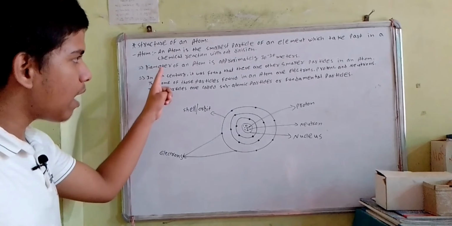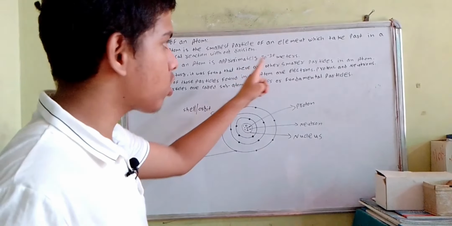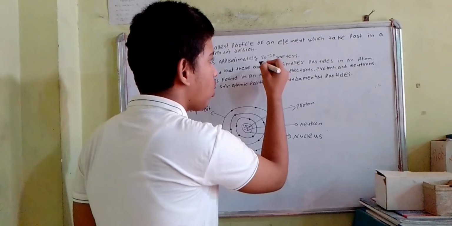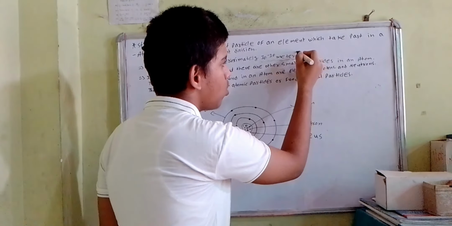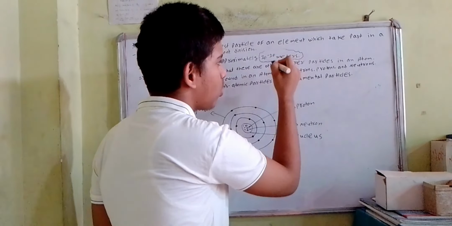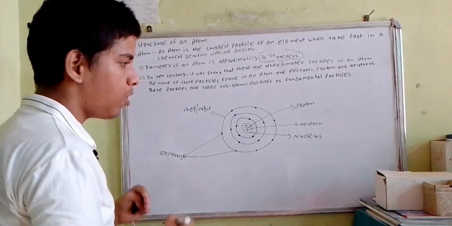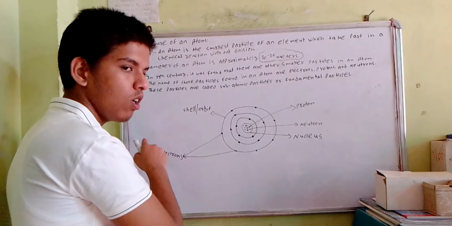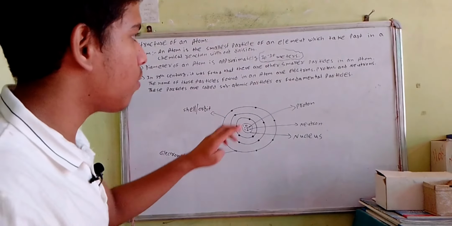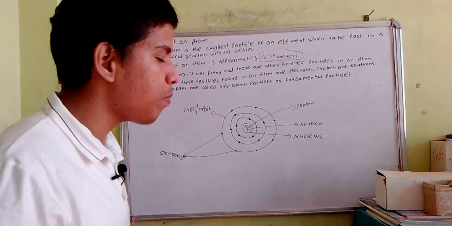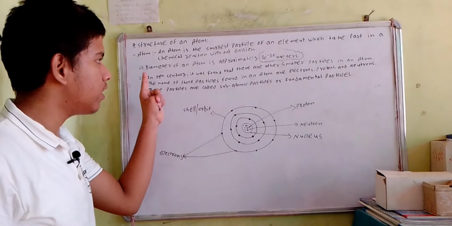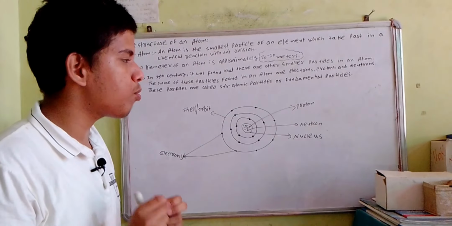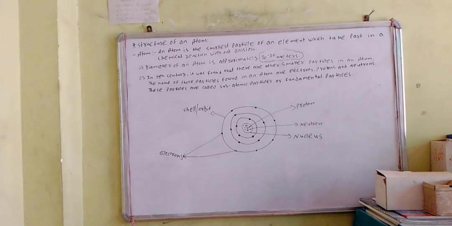And now the diameter of an atom is approximately 10 to the power minus 10 meters. You need to remember the diameter of an atom, because you'll get asked in the exam what the diameter of an atom is, in a multiple choice question maybe, and you have to tick the right answer, right? So you need to remember the diameter of an atom: 10 to the power minus 10 meters. The diameter of an atom is approximately 10 to the power minus 10 meters.